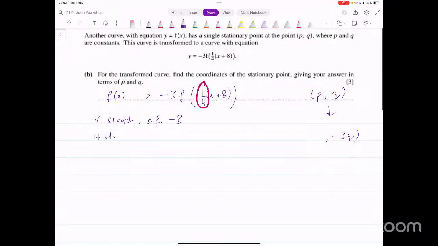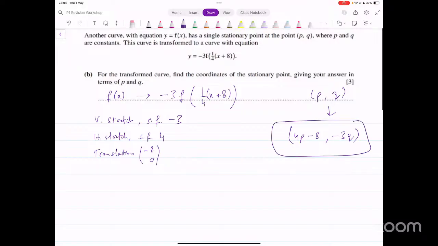It's a horizontal stretch, scale factor the reciprocal of this, and that's going to be 4. In horizontal transformations, the scale factor is the reciprocal of this number. And then you have a translation. What will be the vector for that translation? Plus 8 means you're going left, so minus 8, 0. So what about the x coordinate then? First, you do a stretch, scale factor 4, so p becomes 4 times p. And then you go 8 units to the left, so that becomes 4p minus 8. This is what you would get from that.